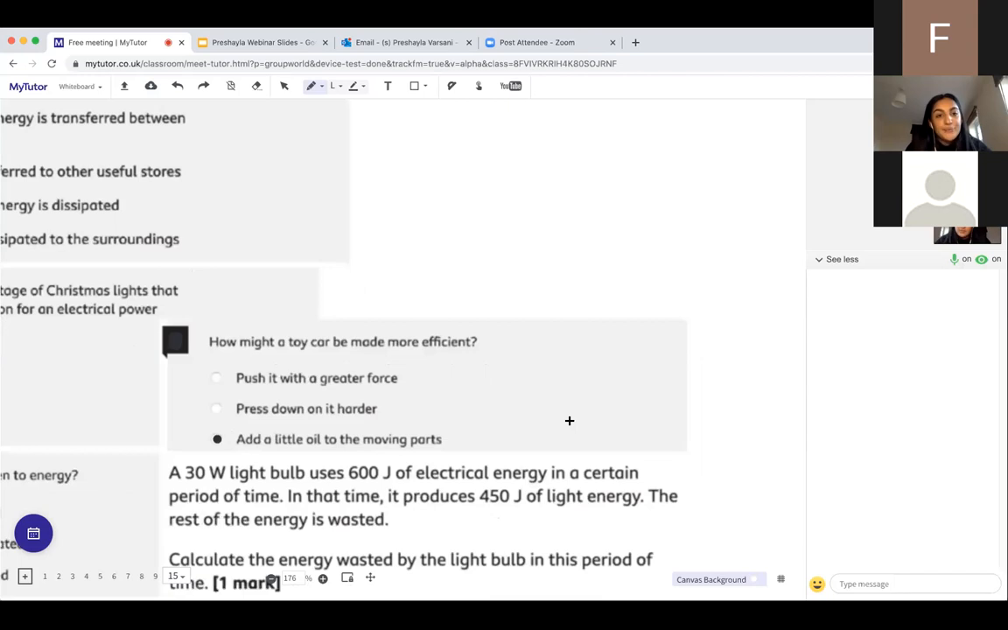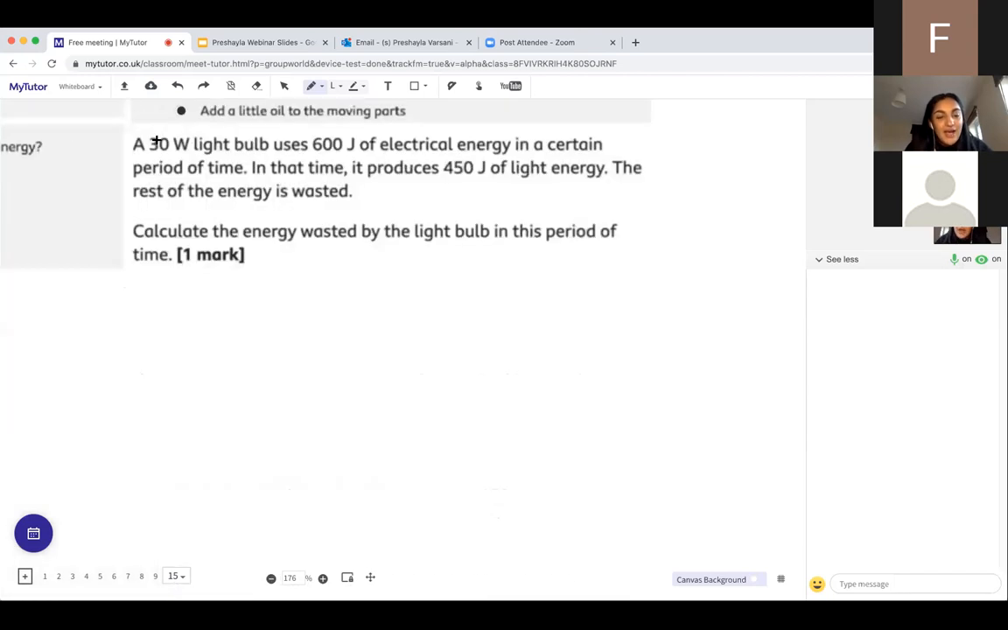Now we have a 30-watt light bulb using 600 joules of electrical energy in a certain period of time. In that time, it produces 450 joules of light energy. The rest of the energy is wasted. So what is the amount of energy wasted? We're putting in 600 joules of energy, but only 450 of it is useful. So how much is wasted?